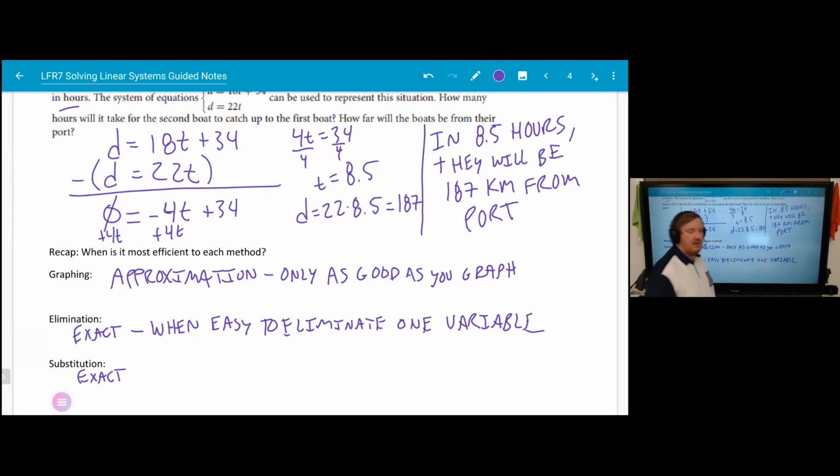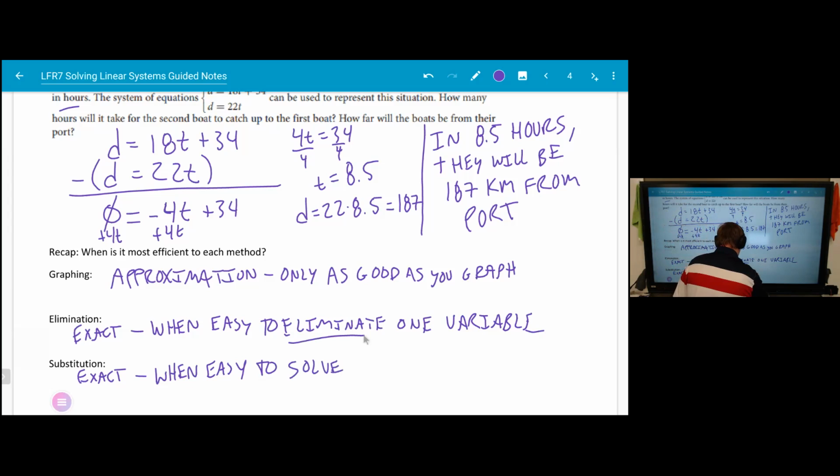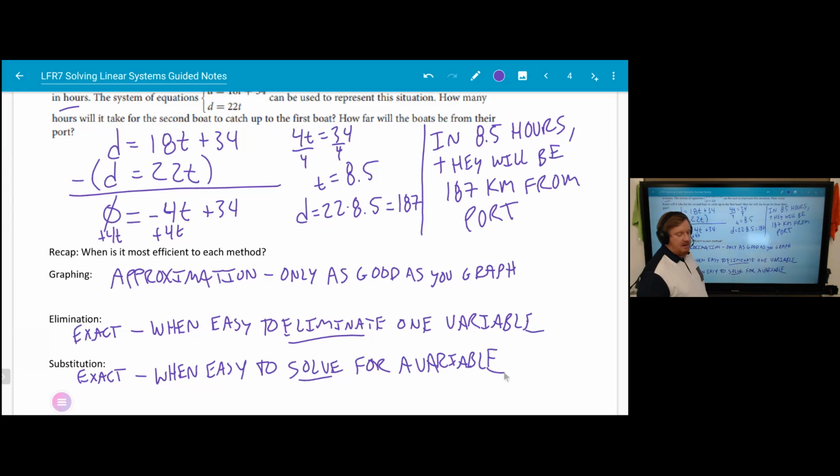When you add or subtract or have to multiply first. But if you have to multiply first, in my opinion, then I would go to substitution. Because for substitution, I think it's most efficient when it's easy to solve for one variable, to plug in. And it's easy to solve for a variable. Those are my opinions on this.